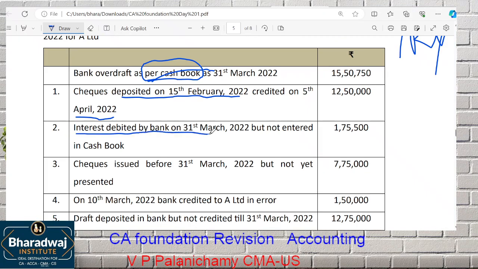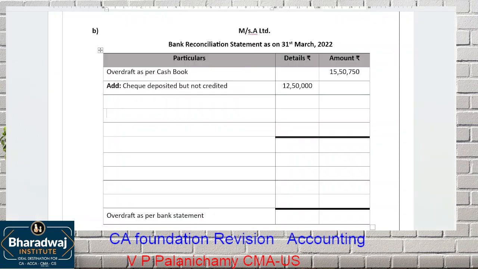What is the next one? Interest debited by the bank but not entered in the cash book. They charged interest, the banker would have deducted, we should also deduct. But OD starting point, what do you do? Do the opposite. 1,75,500. Banker has deducted the interest. We should also deduct the interest. But since OD is a starting point, we do the opposite.